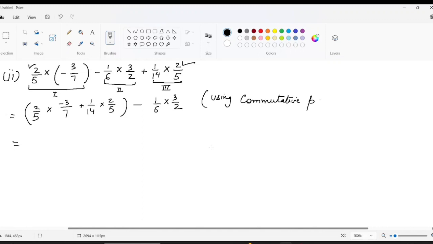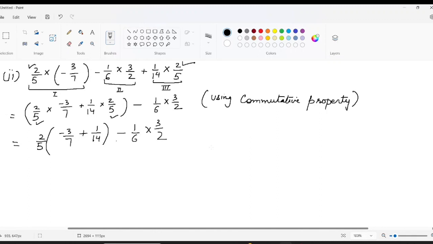I've already told you what is commutative property, in which we group two numbers. So we have done the grouping. Now, the second step is to take the common things out. What is common here? One is negative, one is positive, so nothing is common in these symbols. Then we will check the rational numbers. 2 by 5 and 2 by 5 are common, so we will take them out. 2 by 5 will be written outside, and in the bracket we are left with minus 3 by 7 plus 1 by 14. And outside it we have minus 1 by 6 multiply by 3 by 2.